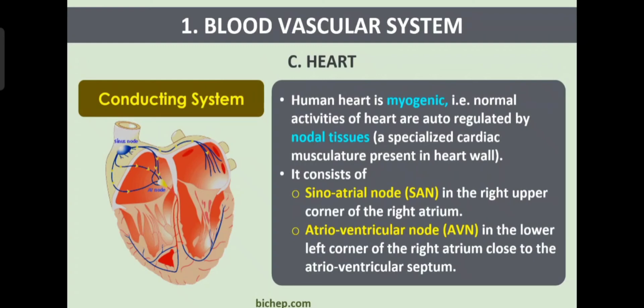Now in the diagram you can see the right atrium. The first one is the SAN, that is the sinoatrial node. On the upper side of the right auricle, you will see the SAN at the top, in the right upper corner of the right atrium. In the same atrium, in the lower left corner, close to the atrioventricular septum, you will find the AVN. So in the right atrium the SAN is present at the top and the AVN at the lower side. These are the nodal tissues.